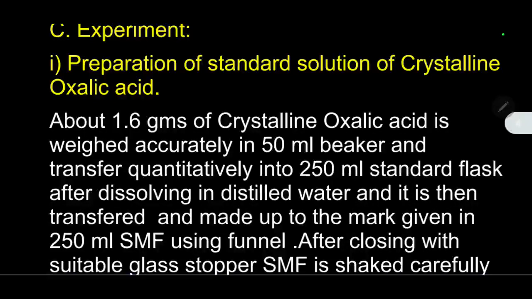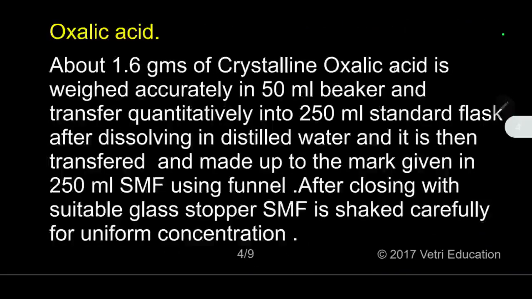About 1.6 grams of crystalline oxalic acid is weighed accurately in a 50 ml beaker and transferred quantitatively into a 250 ml standard flask. After dissolving in distilled water, it is transferred quantitatively and made up to the mark in the 250 ml standard measuring flask using a funnel. After closing with a suitable glass stopper, the standard measuring flask, SMF, is shaken carefully for uniform concentration.